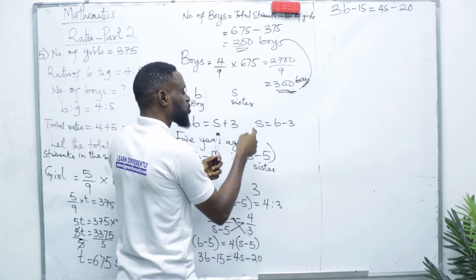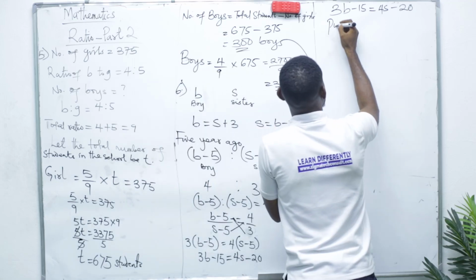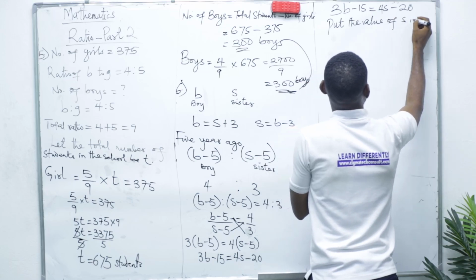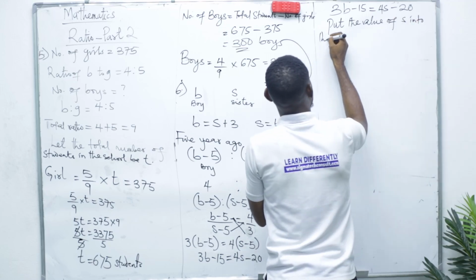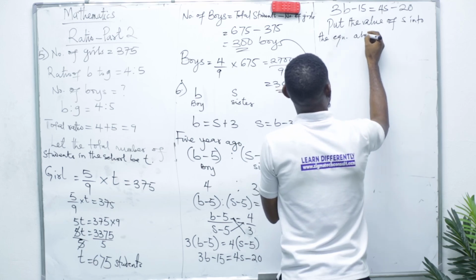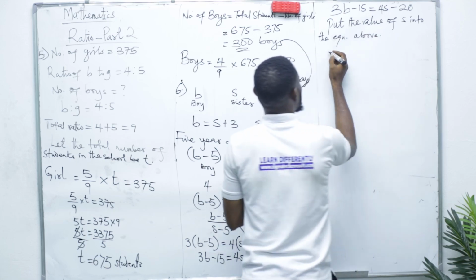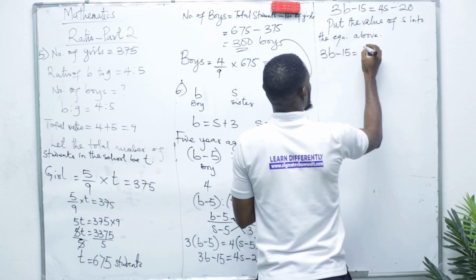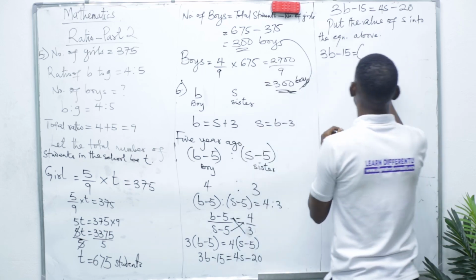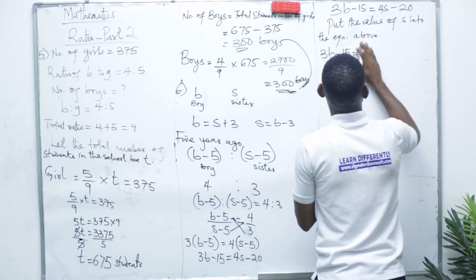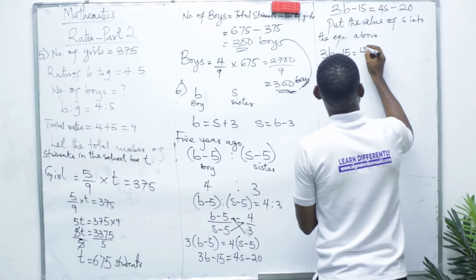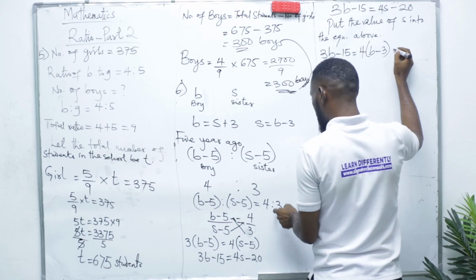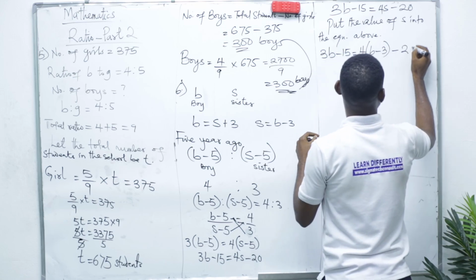So we will now substitute the value of s into the equation above. Do you get that? So it means this will now be 3b minus 15 is equal to 4. What is our s? b minus 3. b minus 3 minus 20 is equal to 4. Our s is b minus 3, right? Okay, b minus 3 minus 20.